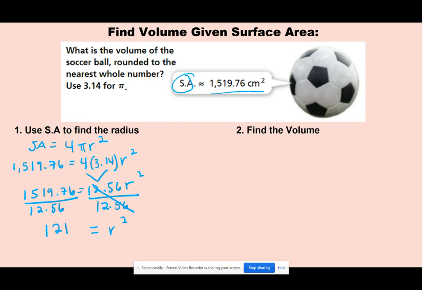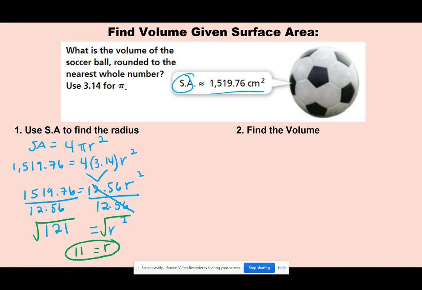Now we're really close to having our final answer. Right now, r squared is 121. We need to undo squaring something. Think back a couple weeks when we talked about the Pythagorean theorem. When you want to undo squaring something, you take the square root. Whatever you do to one side, you have to do the same thing to the other side. So r squared and our square root cancel out, and we have r equals the square root of 121, which is 11.